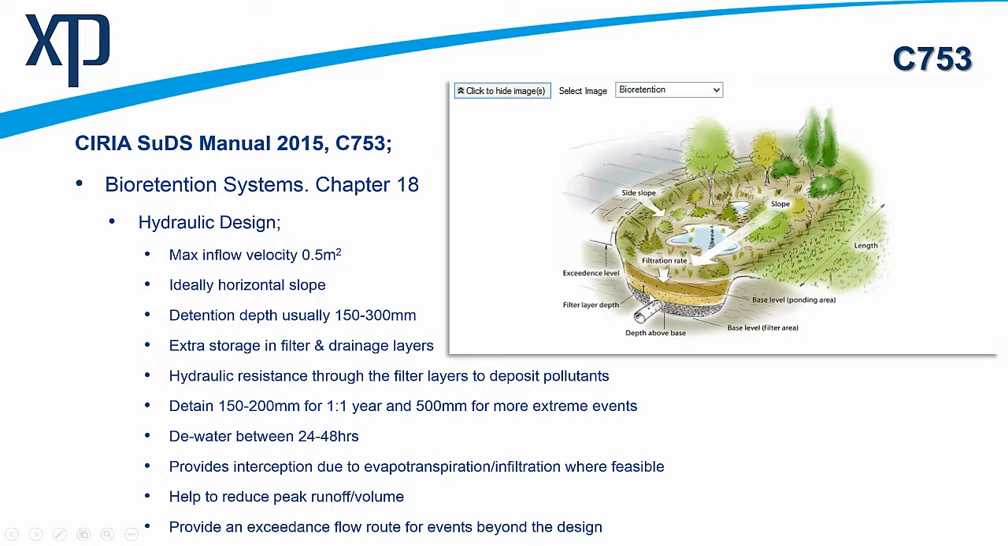And the system should drain down and dewater between about 24 to 48 hours in case we get another rainfall event coming on the top of a previous one. We want to have that sort of half drain down time. We provide interception due to the evapotranspiration and that infiltration potential where it's feasible. So we have great interception values, and it helps to reduce those peak runoffs and the peak volume of the runoff from the site as well.